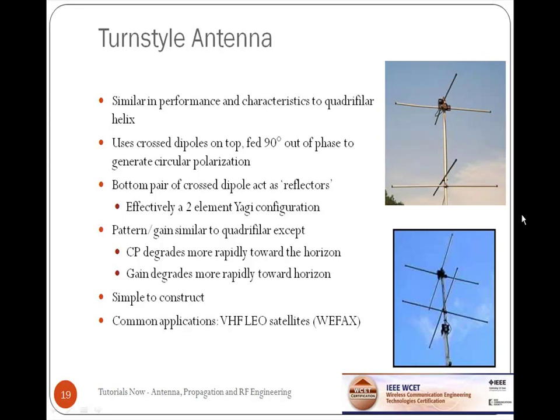The turnstile antenna shown here is similar in performance and characteristic to quadrifilar helix. It uses the cross dipole on top, fed 90 degrees out of phase to generate circular polarizations. The bottom pair of the cross dipole act as reflectors, and effectively is a 2-element Yagi configuration. The turnstile antenna pattern and gain are similar to the quadrifilar, except that the circular polarization and the gain degrades more rapidly toward the horizons. But they are simple to construct, and they are commonly used in VHF LEO satellite.